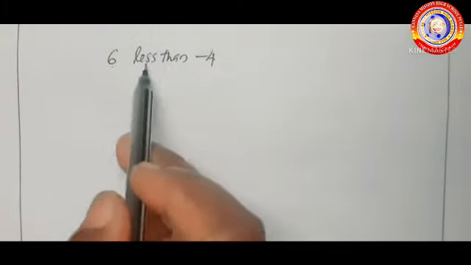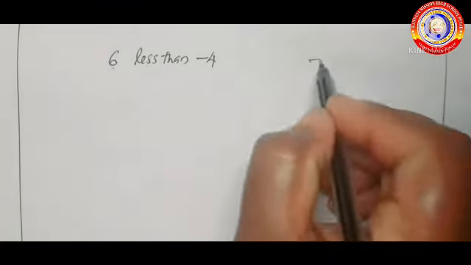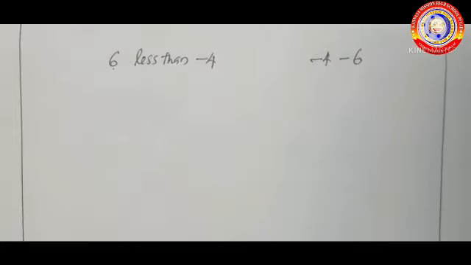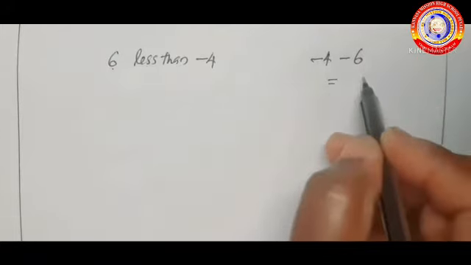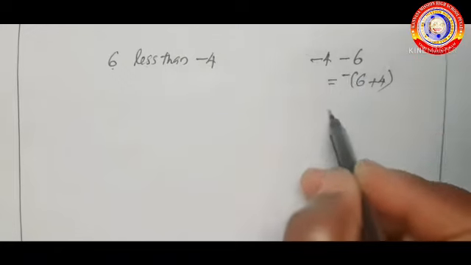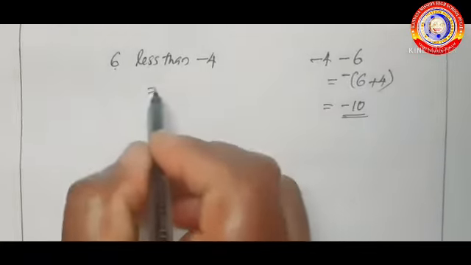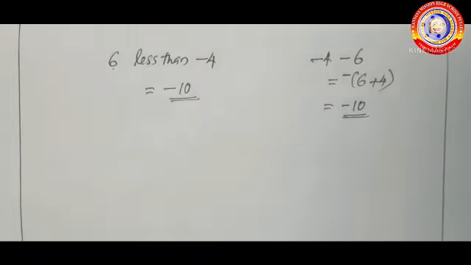Next, we have to do another type of questions. We have to find 6 less than minus 4. 6 less than minus 4 means minus 4 minus 6. Then we add the numbers and put the sign. So it becomes 6 plus 4. Then put the minus sign, which is minus 10. So 6 less than minus 4 is minus 10.